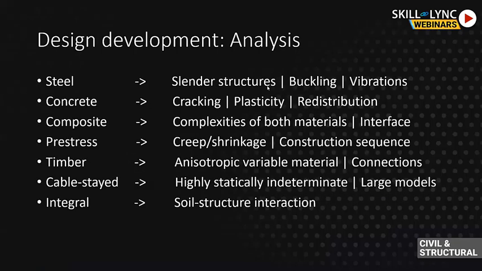And then, the different types of materials and different structures require different considerations in analysis. So steel design is all about vibrations and about buckling because they're such slender structures. Concrete is quite complex. You want to make sure it doesn't crack. You rely a little bit more on plasticity, and you can allow some redistribution. For composite structures, it's quite complex because you need to design for both materials, and it becomes a bit of a challenge because you use codes for steel and concrete together.